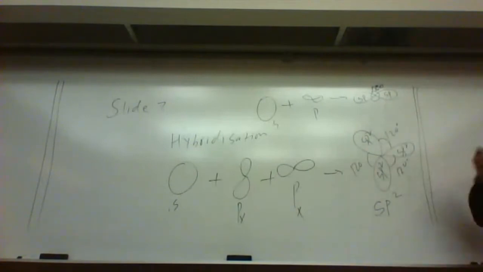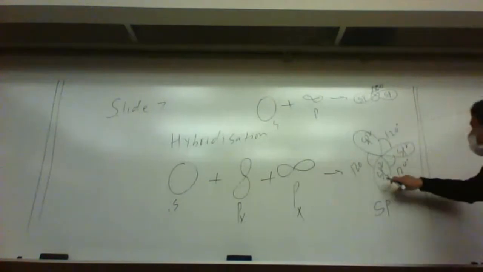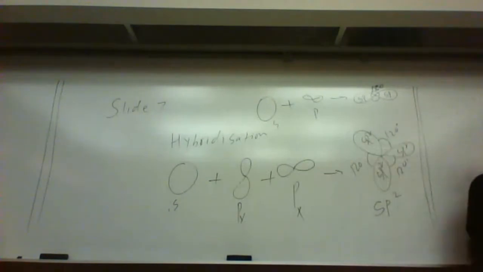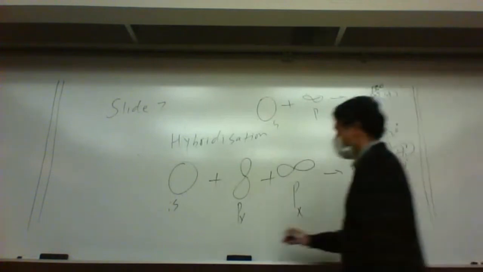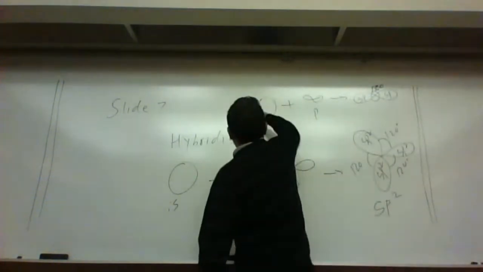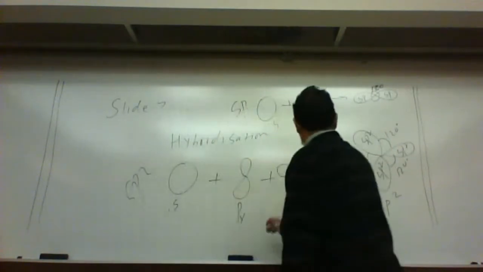But in the case of sp2 orbital, how many? 1, 2, 3. I am mixing 3 together, so I am producing 3 sp2 orbitals. So however many I start with, that many orbitals I have in the product. Make sense? Easy, right? Now let's talk about another hybridization. This is called sp hybridization. This is called sp2 because I take 1 s and 2 p's.